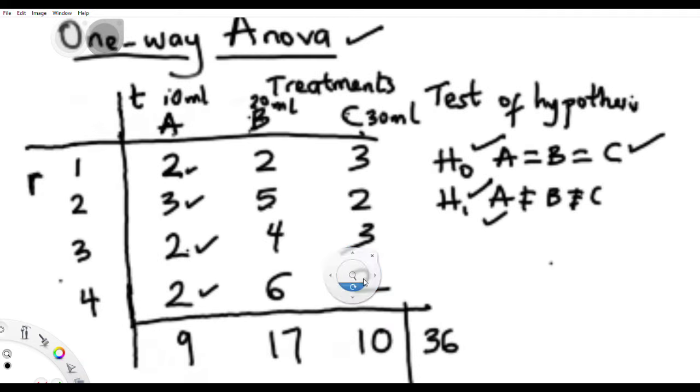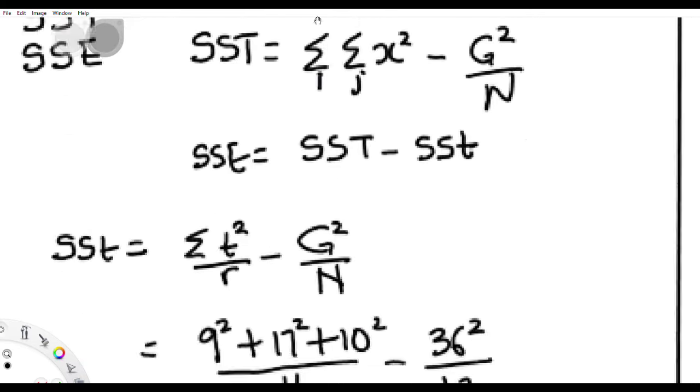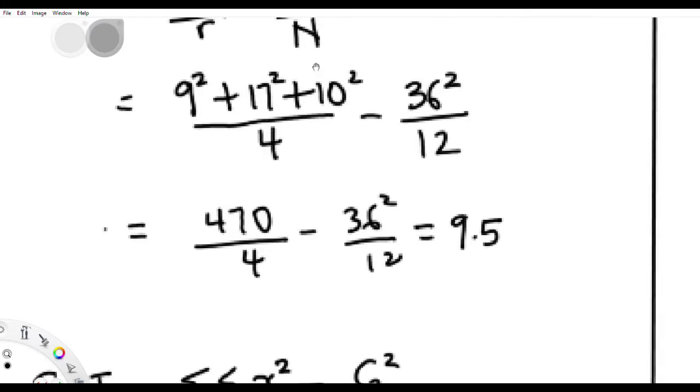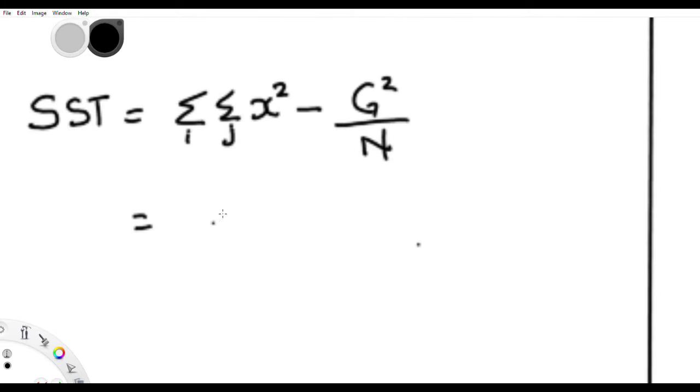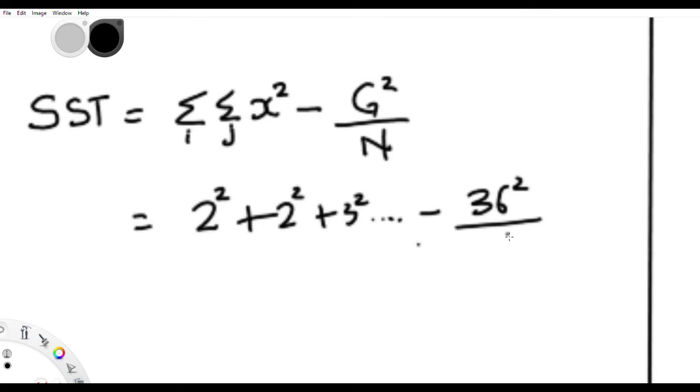So 2 squared plus 2 squared plus 3 squared, and it goes on like that, minus 36 squared all over 12. So in the end, if we calculate that, at the end of the day everything all together should be 20.